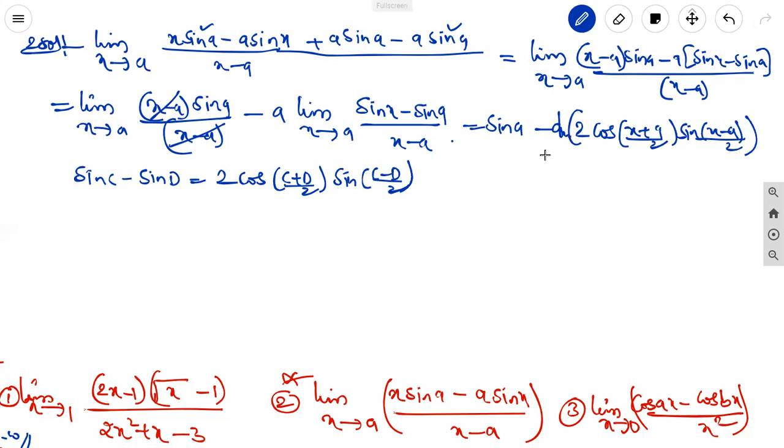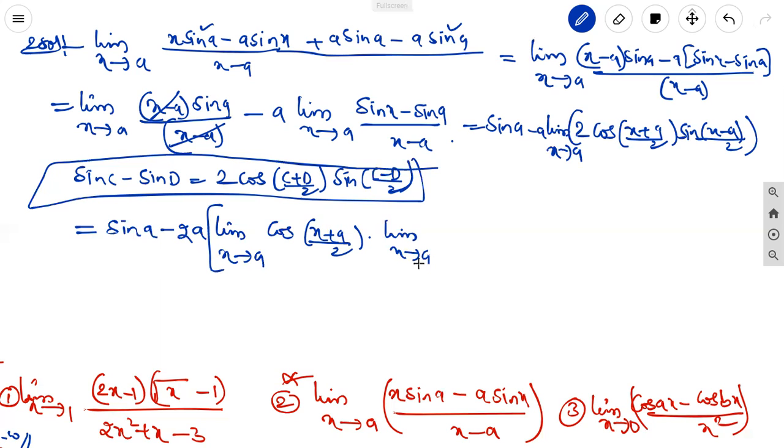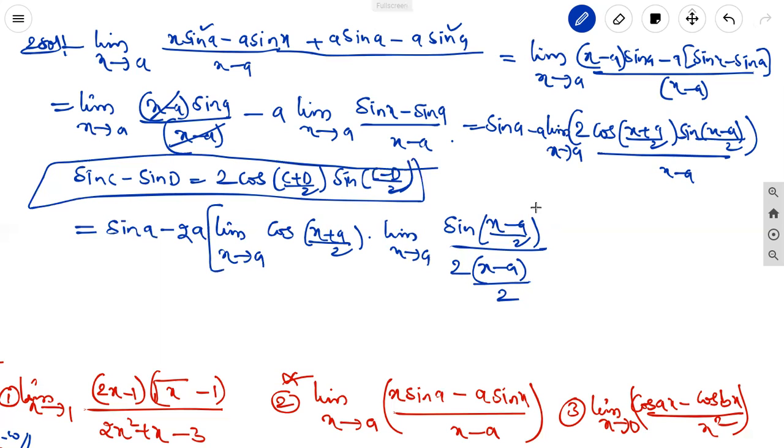When we take the limit, limit x tends to a, it is equal to sine a minus a, limit x tends to a. 2 is also constant, right outside. Cos of (x plus a) by 2. Write separate limits. Limit x tends to a, sine of (x minus a) by 2. Here also the denominator is x minus a. This x minus a is distributed to the sine function, sine of (x minus a) by 2 by (x minus a). In the denominator, you should multiply and divide with 2. So this is in the form of (x minus a) by 2.